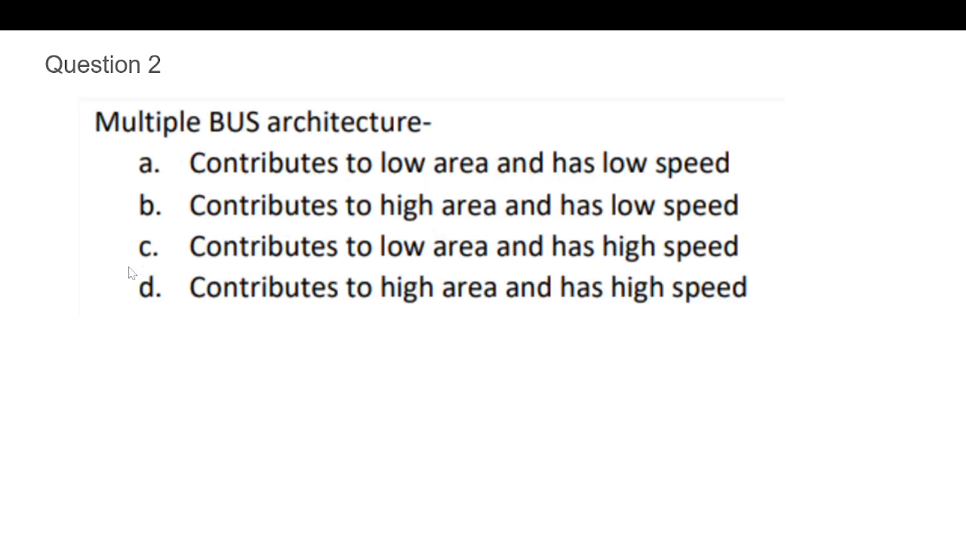Multiple bus architecture contributes to low area and has low speed. We said multiple bus means speed should be high, so it is not the correct answer. Speed is high, but area overhead will be more because interconnects and routing will be more. So it has high area as well as high speed.